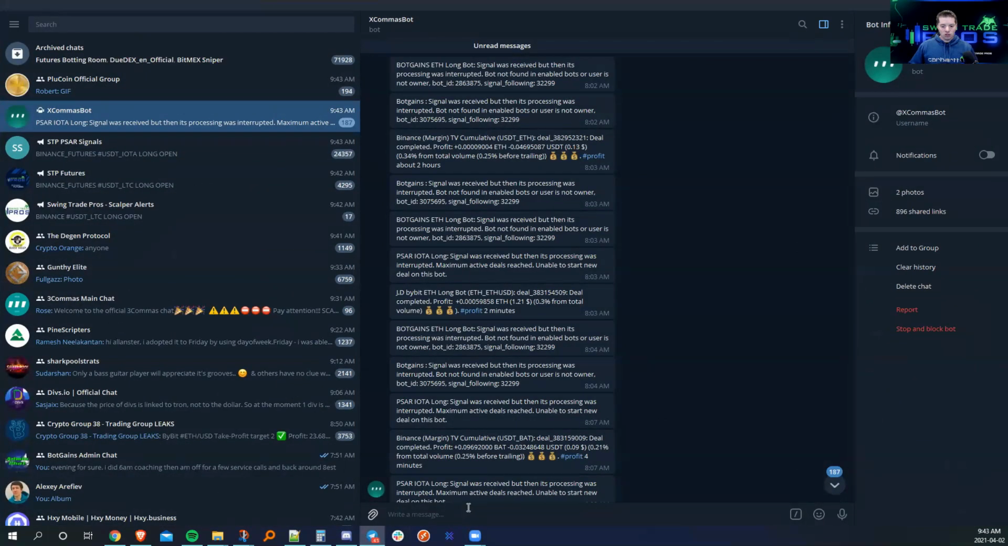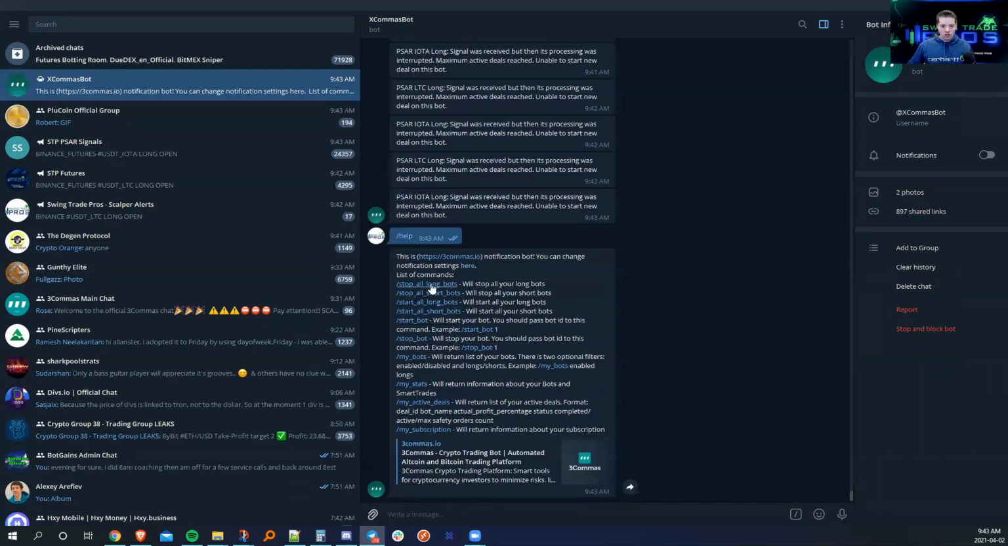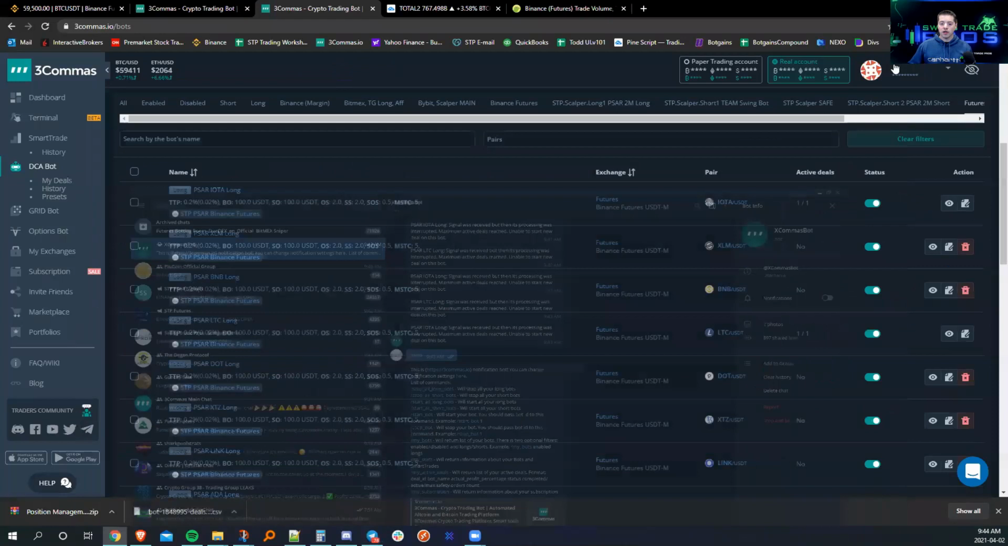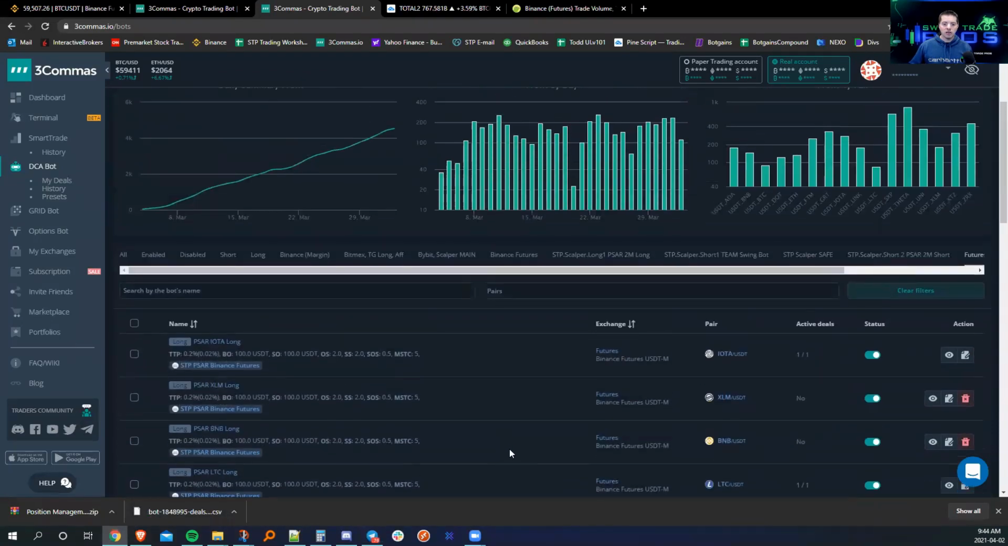Also, if you come over here on the Telegram bot, you go help, stop all long bots, stop all short bots. It's quick, it's simple. You could do that on your Telegram. You do that easy. And you can also do that from mobile, which is very nice. That's a quick and easy, handy feature.